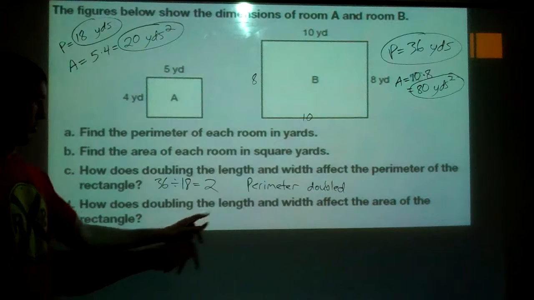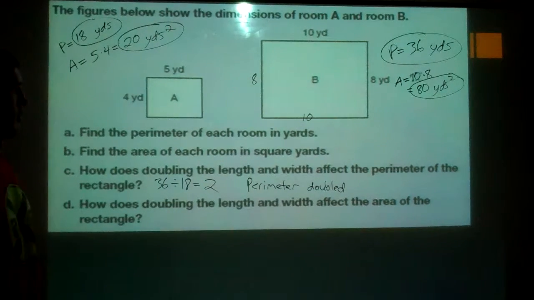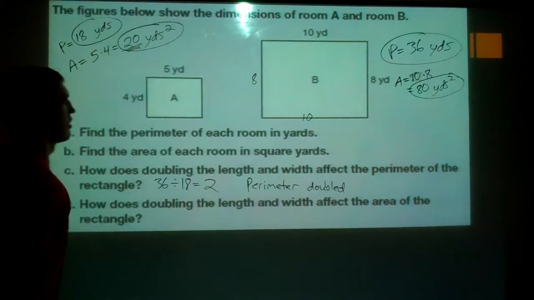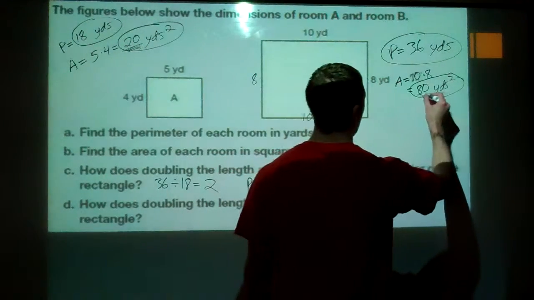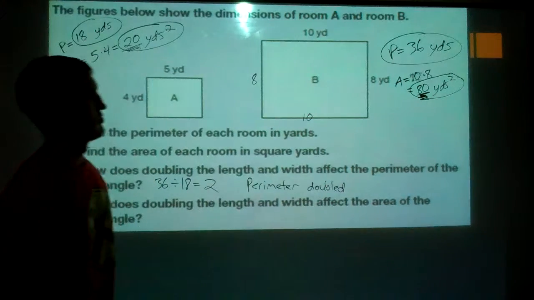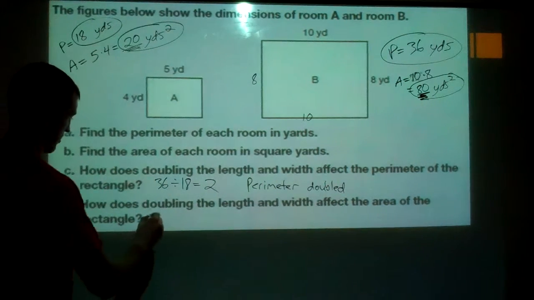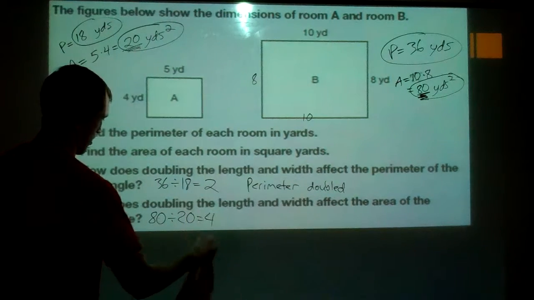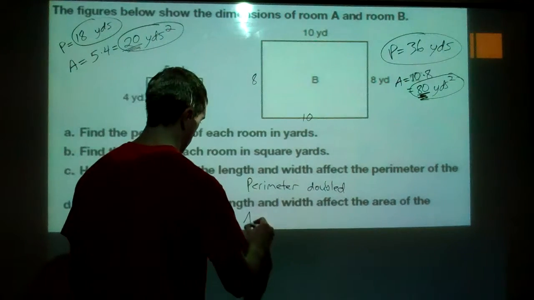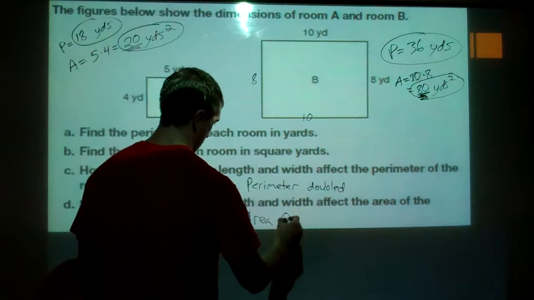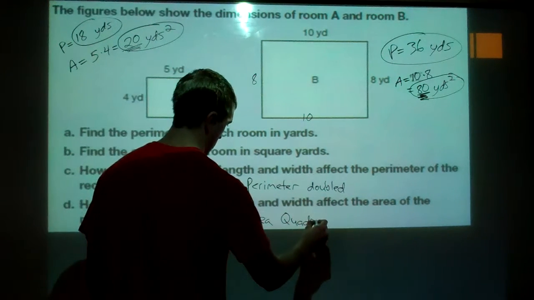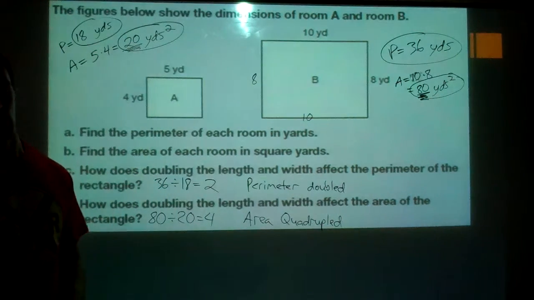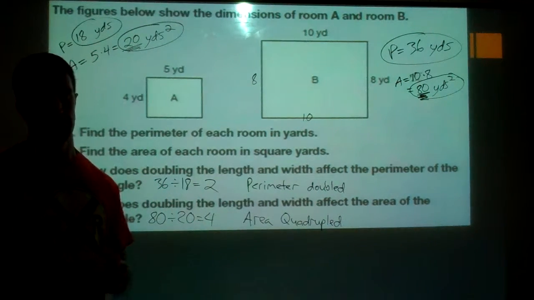Now, how does doubling the length and the width affect the area of the rectangle? Well, area here, 20. Area here, 80. Okay? 80 divided by 20 gives us 4. So area quadrupled. The area quadrupled or was multiplied by 4 times.